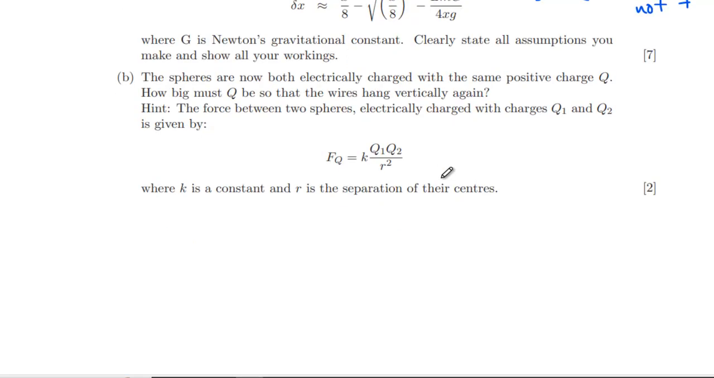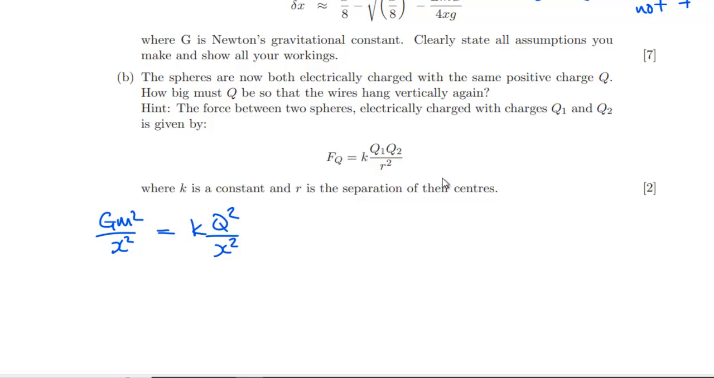The spheres are now both electrically charged with the same positive charge Q, so they're going to be repelling each other as well as attracting each other. How big must Q be so that the wires hang vertically? And they've given us that there. So we're going to need that gm squared over x squared, because they're going to be hanging vertically. So that's going to be our gravitational attraction has got to be equal to kq squared over x squared, which is the electrostatic repulsion.